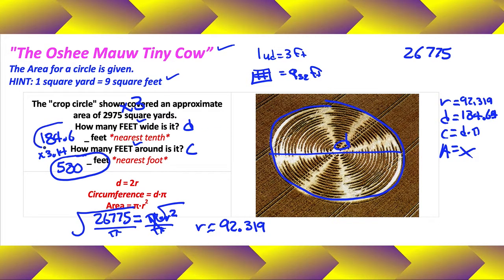So there you go. Start by taking the square yards times 9 and set that equal to pi r squared. Remove the pi, square root both sides. So you take the area divided by pi and then square root that. That gives you the radius. You double it to get the diameter, and then you take that times pi to get the circumference. So feet wide is the diameter, and feet around is the circumference. All right, cool.